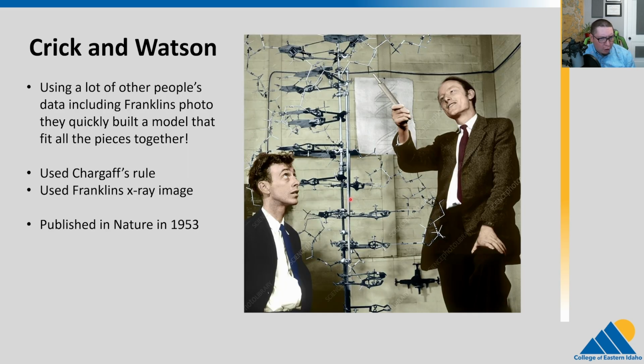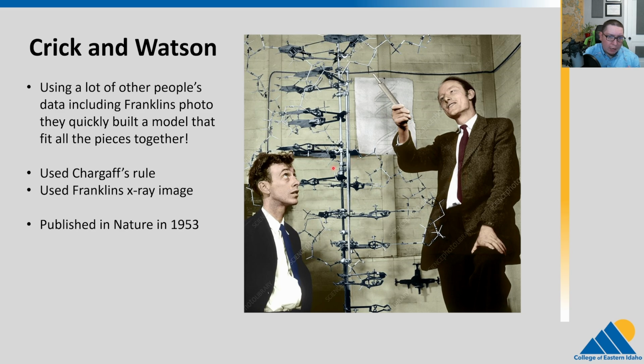Crick and Watson, on the other hand, they were chemists. They used data like Chargaff's rule and Franklin's X-ray images, as well as stuff Wilkins told them. And they took all of this together and they used chemistry rules and they built their model that you can see here.